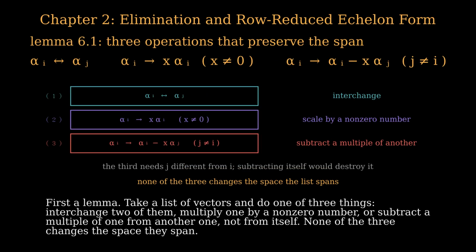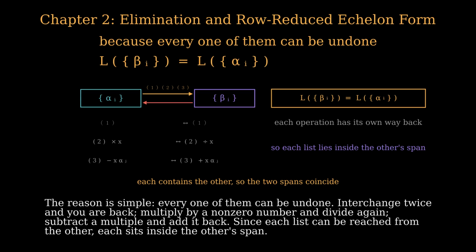First dilemma. Take a list of vectors and do one of 3 things. Interchange 2 of them, multiply one by a non-zero number, or subtract a multiple of one from another one, not from itself. None of the 3 changes the space they span. The reason is simple. Every one of them can be undone.